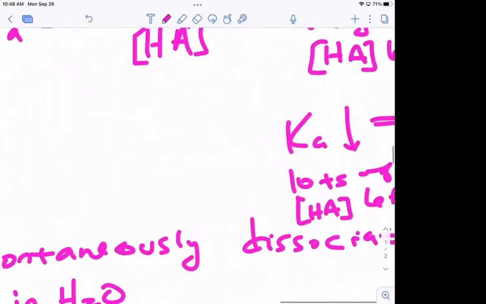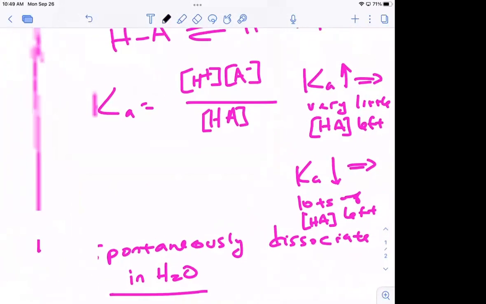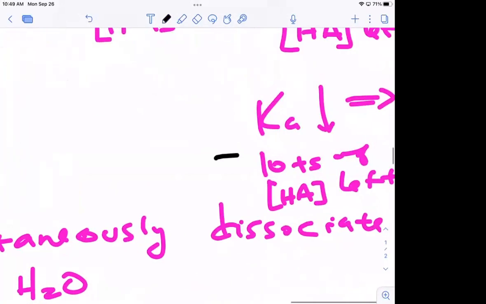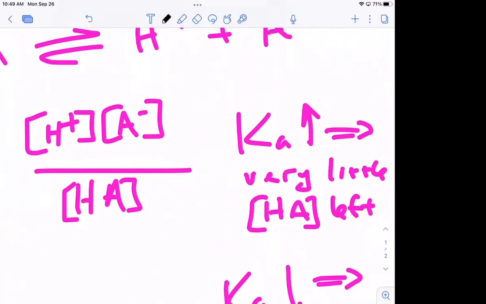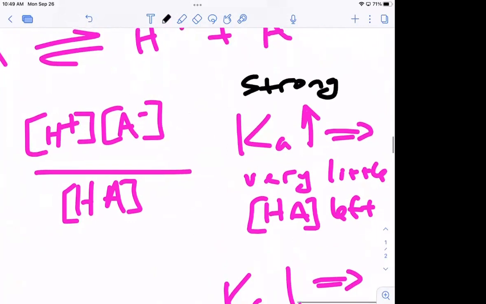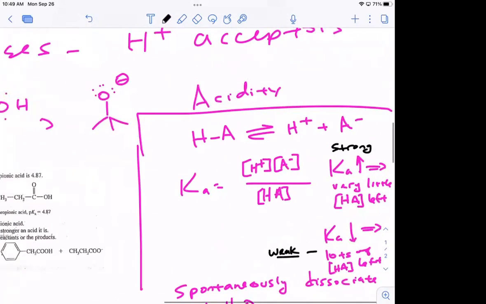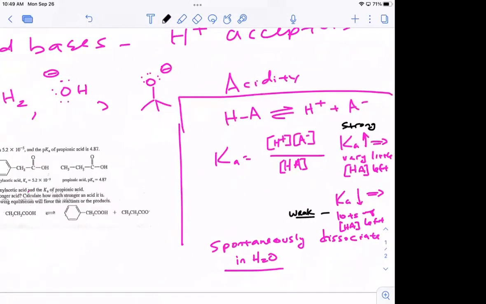So this is indicative of a weak acid. A weak acid is going to not dissociate fully, and you have a lot of HA left over. So that's weak. By the same token, if the Ka is large and HA is small, that means most of it broke up into its components, then this is indicative of a strong acid. We're going to use this ideal concept of Ka to describe organic acids also.